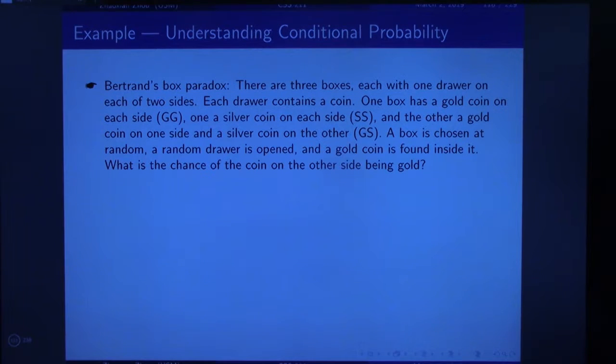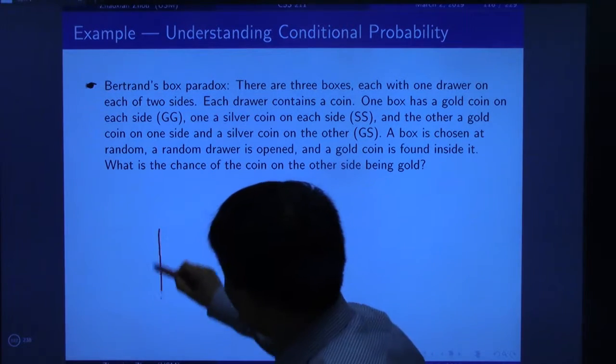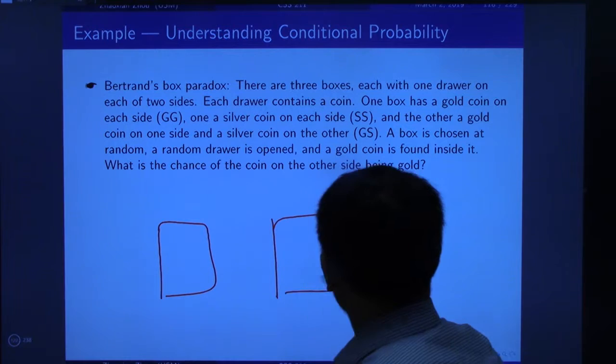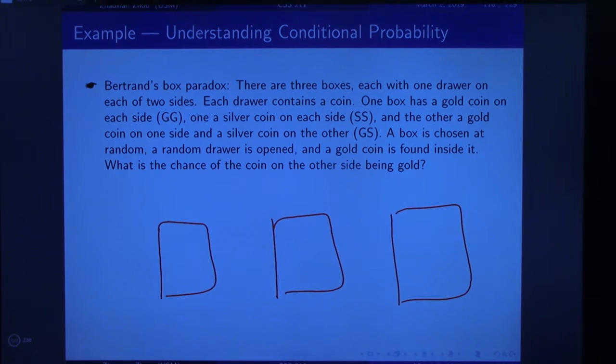To show how to understand conditional probability, there is a classic problem called the Bertrand box paradox. There are three boxes. This is box 1, this is box 2, and this is box 3.